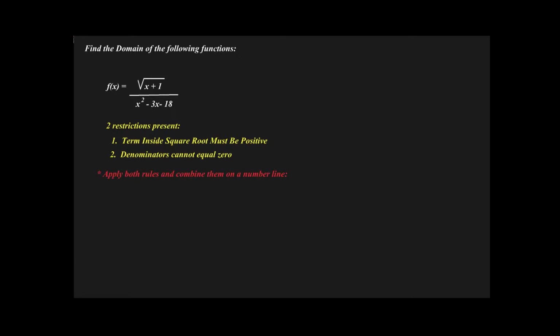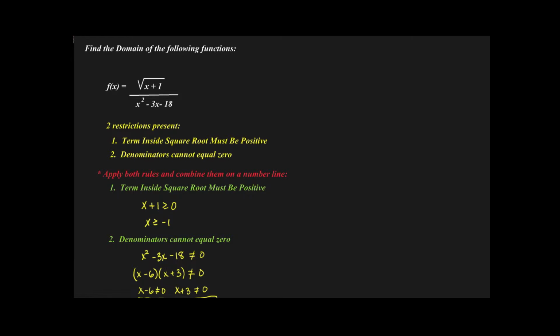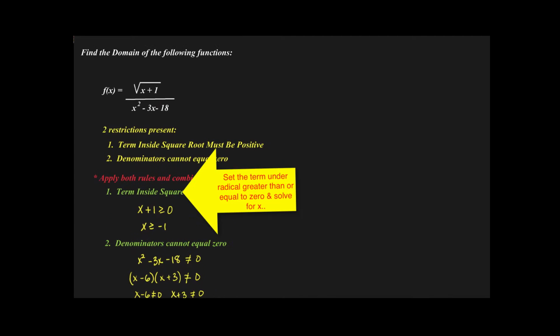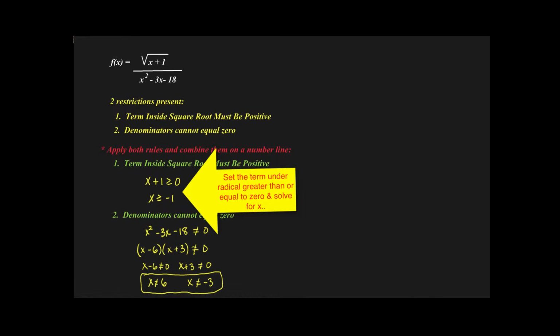Let's look at that first one. Terms inside the square root must be positive. The way we deal with terms inside the square root needing to be positive is setting them greater than or equal to 0. So if we set it greater than or equal to 0, we just subtract the 1 over, and there's the first part of our answer.